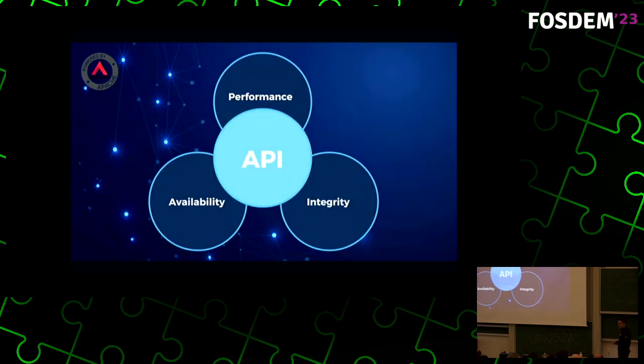And we know that the success of your services depends on the performance, availability, and integrity of your APIs. Here, another question arises. How to achieve these three indicators of success for your APIs? Let's say APIs should be available all the time, right? They should be integrable. They should have high performance. Do you have any idea?